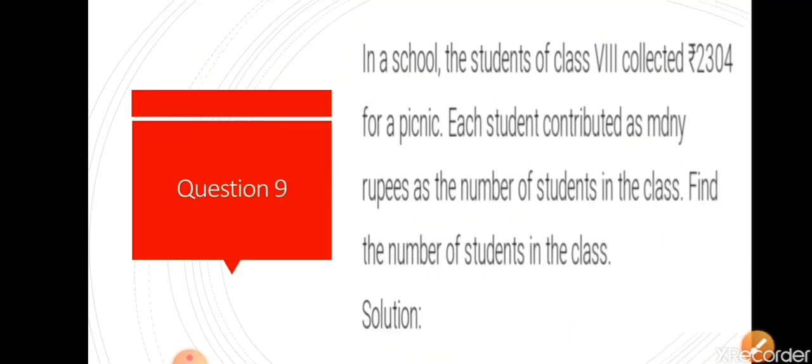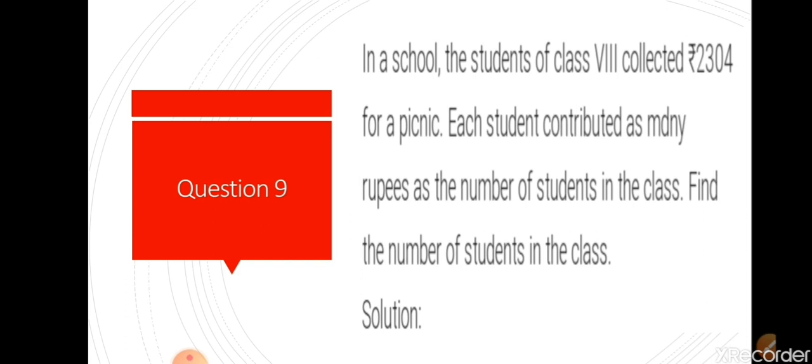Now next question, question number 9. In a school, the students of class 8 collected rupees 2304 for a picnic. Each student contributed as many rupees as the number of students in the class. Find the number of students in the class. For example, if 50 students are there, they have collected 50 rupees. If they have 40 students in the class, they have collected 40 rupees.